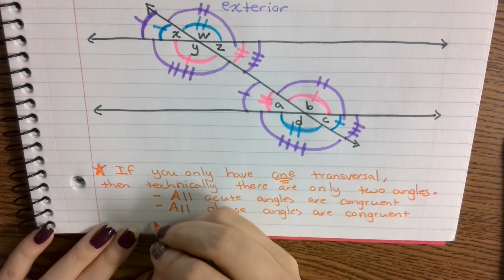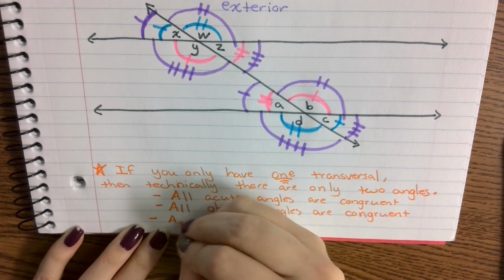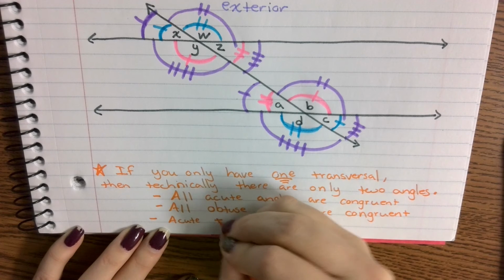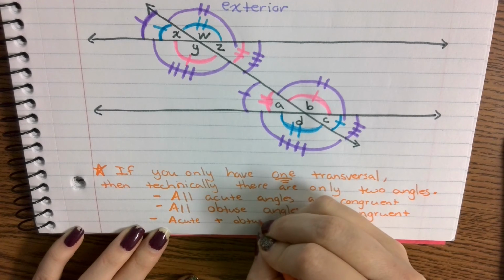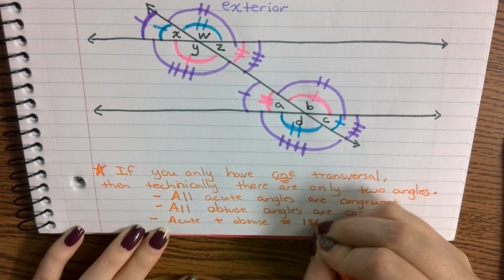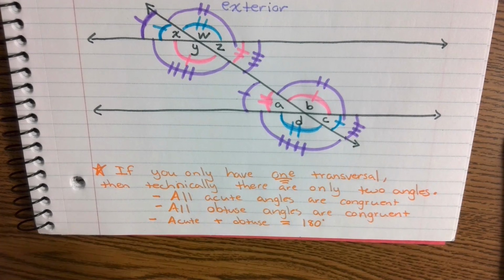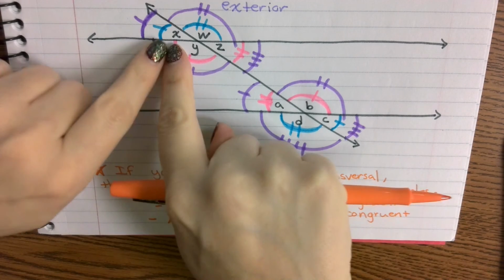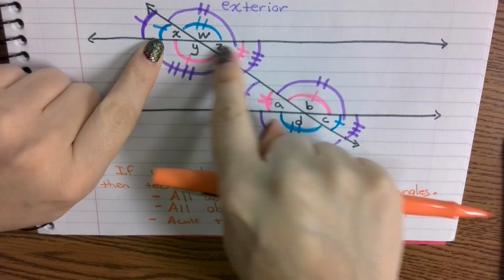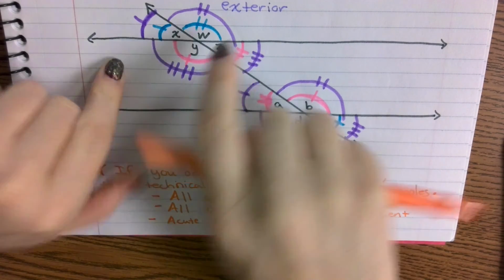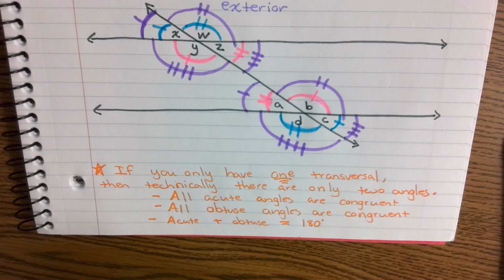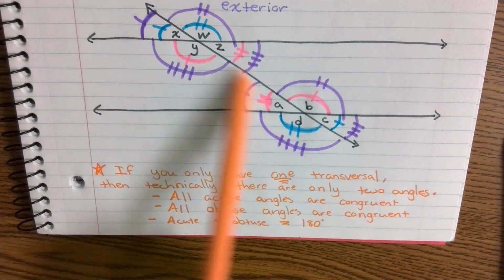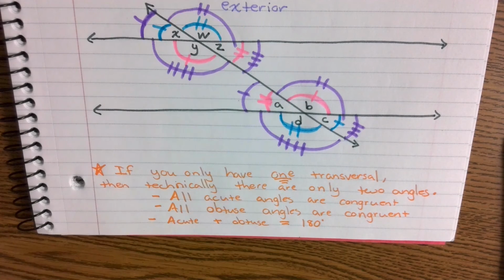And then something even cooler, the acute plus the obtuse will equal 180 degrees. So any acute angle up here added with any of the obtuse angles, it'll equal 180 degrees because it forms a supplementary set. X and W is supplementary. Again, this only is true if you have a single transversal line slicing through a set of parallel lines.